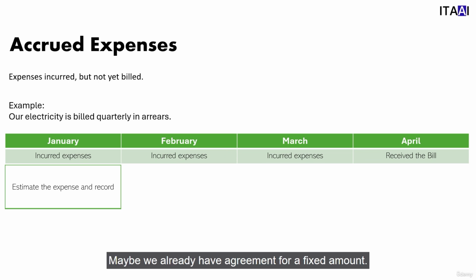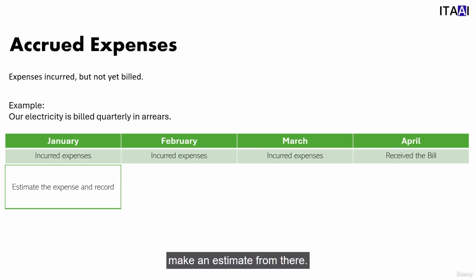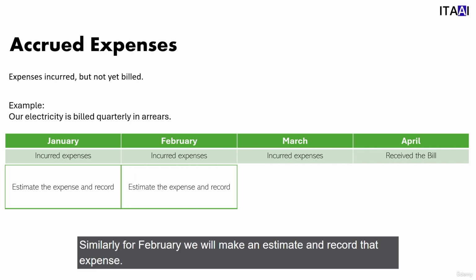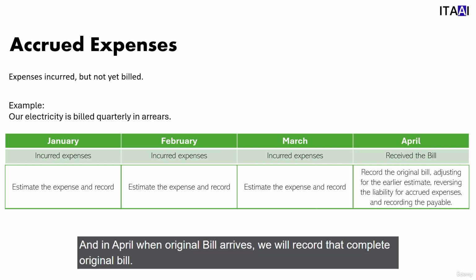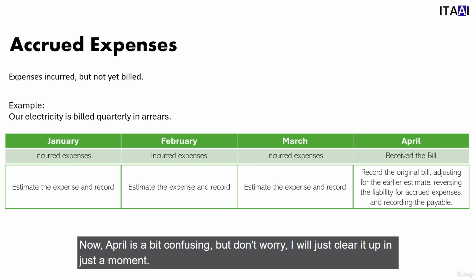Maybe we already have an agreement for a fixed amount, so we don't even need an estimate, or if we don't have one, we have some way to calculate. For example, for electricity or gas, usually we can see the units that we have consumed and make an estimate from there. Similarly, for February, we will make an estimate and record that expense. Same for March. And in April, when the original bill arrives, we will record that complete original bill, and then we will reverse that liability of accrued expenses and record a new liability of accounts payable. Now, April is a bit confusing, but don't worry, I will clear it up in just a moment.